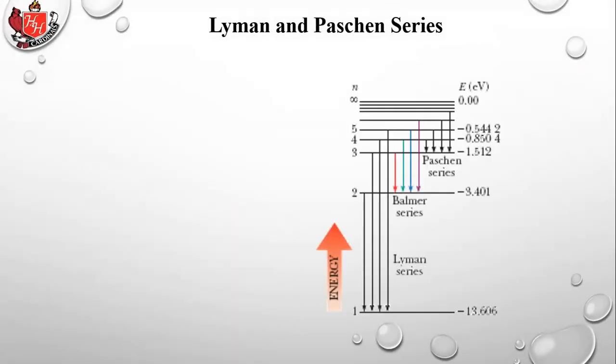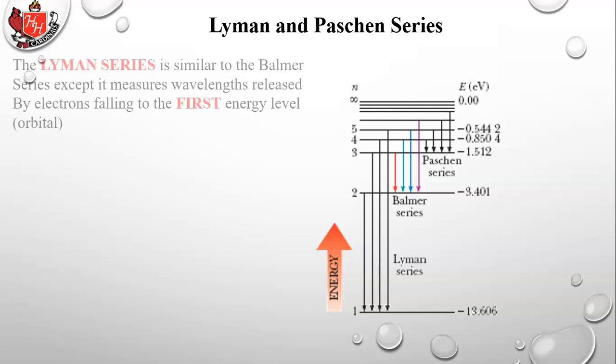Now there's two other series. They're not quite as interesting because they don't produce visible light, but they do produce electromagnetic waves. Those are the Lyman and Paschen series. So the Lyman series is similar to the Balmer series, except it measures wavelengths released by electrons falling to the 1st orbital. And there you can see it over there on the left side of that image. You can see that the electrons are falling from the 2nd, 3rd, 4th, and 5th down to the 1st orbital.